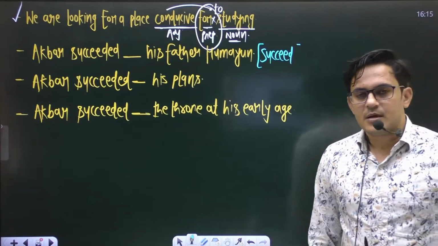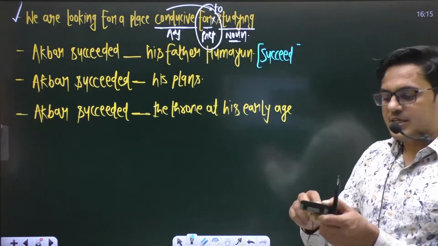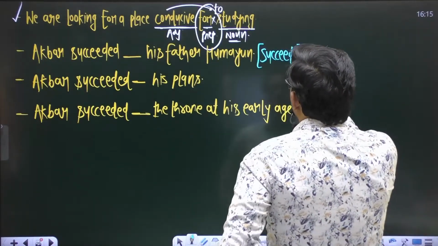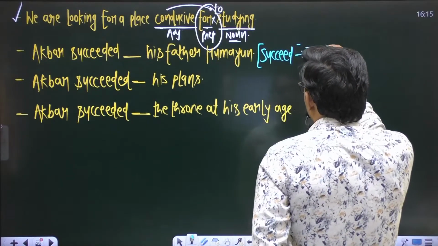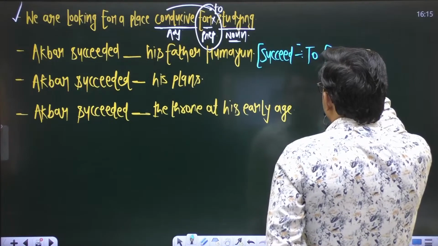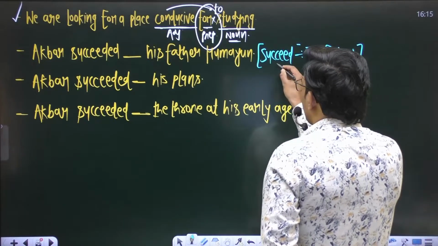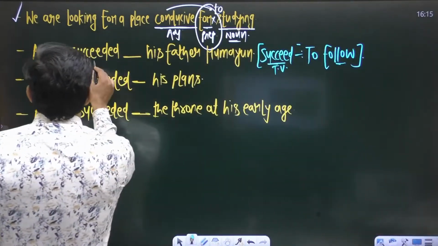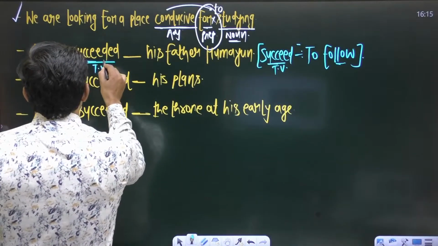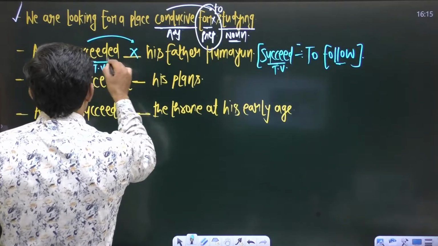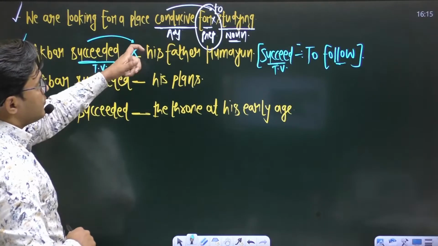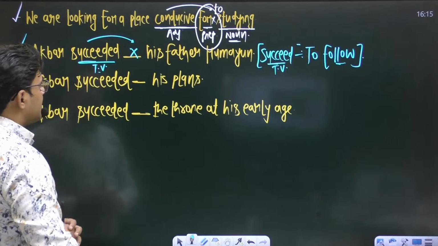As I said, in the first sentence, when the verb succeed shows the sense of to follow, it will always be a transitive verb. Make sure that if it becomes a transitive verb, don't use any preposition after that particular transitive verb. It never demands a preposition if the verb is transitive.